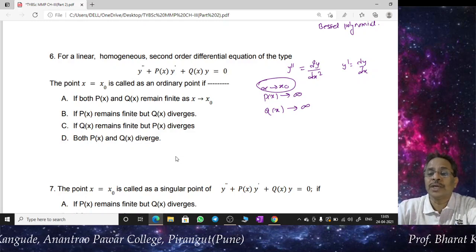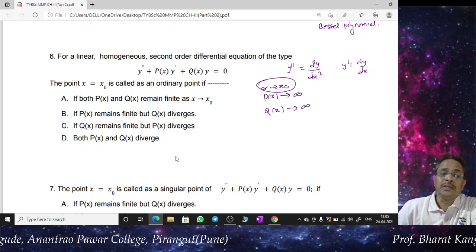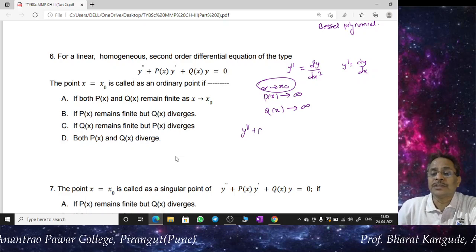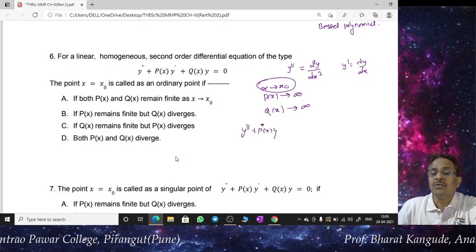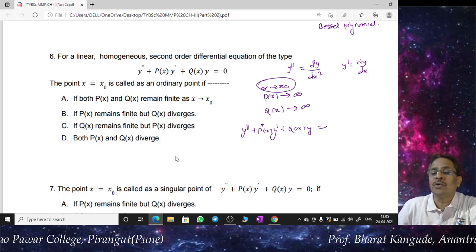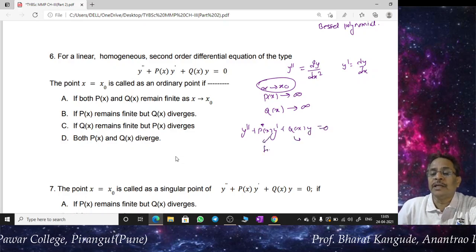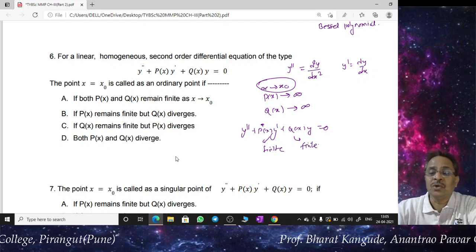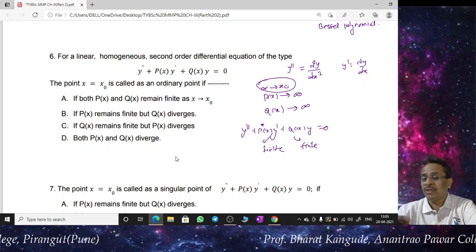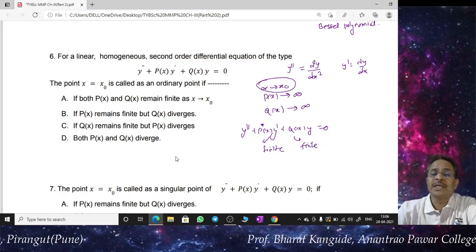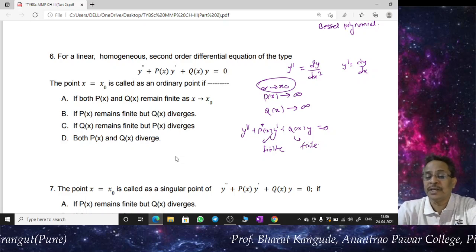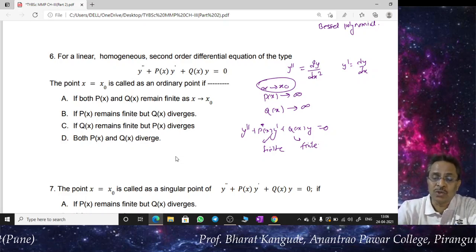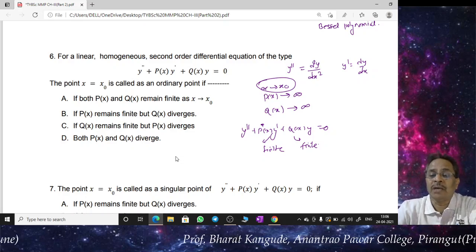So if x is equal to x0 is an ordinary point of that equation, then both p of x and q of x remain finite. So in this equation y double dash plus p of x into y dash plus q of x into y is equal to 0, every term becomes finite, and therefore a possibility of getting a solution is there. If p of x or q of x becomes infinity when we replace x by x0, then such a differential equation may not have a proper solution.